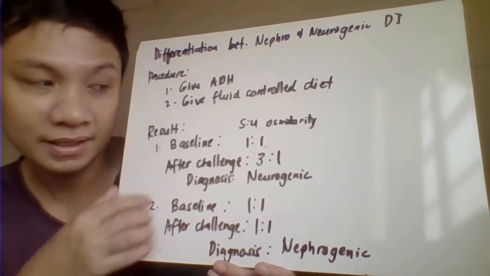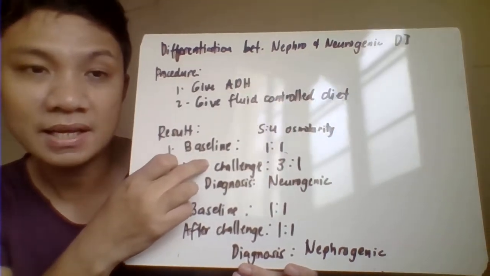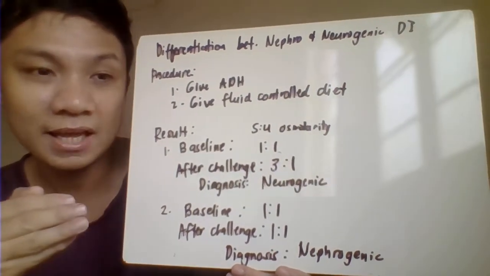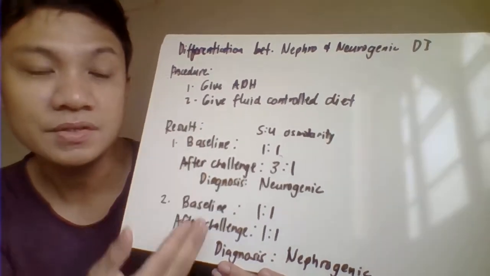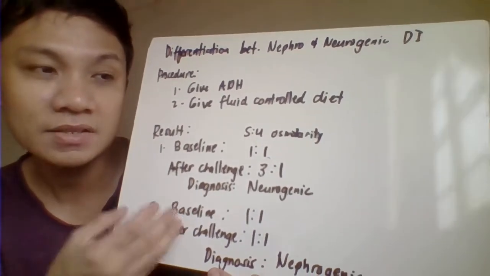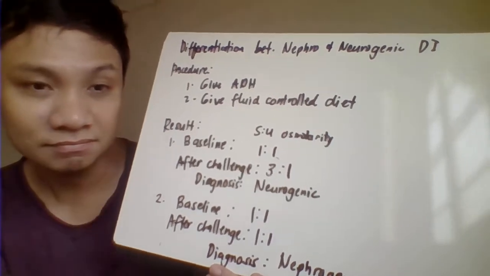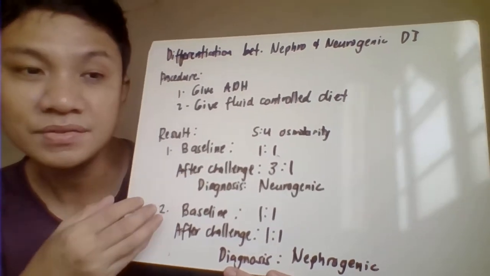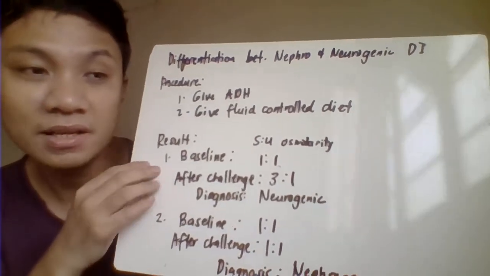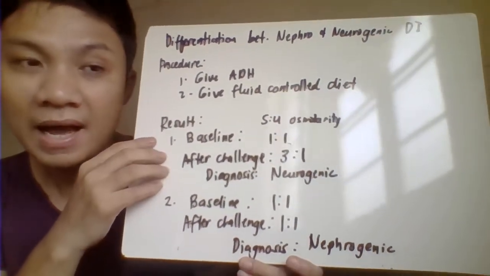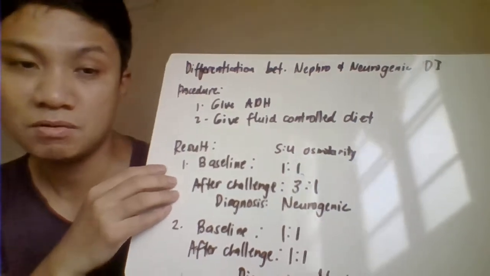That's your nephrogenic. Dito naman kasi sa neurogenic, ang problem mo ay wala ka talagang ADH. But since you give ADH in your procedure as your challenge, pag nabigay ka ng ADH, nagkaroon ng reabsorption, okay, that would increase your serum urine osmolarity to 3:1 after challenge. Then we are diagnosing the patient to have a neurogenic diabetes insipidus.